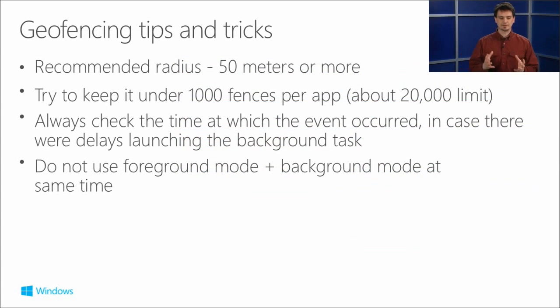The tips and tricks. The recommended radius for a geofence is 50 meters or more. You really don't want to create tiny geofences because you're going to be dealing with accuracy issues, and it's just easier on the system and for accuracy's sake to have relatively larger geofences. And this is the exciting part. This is why we think you'll be okay just using circles.